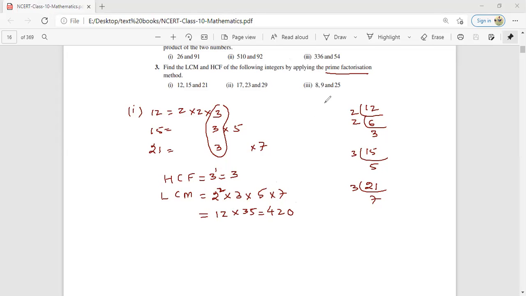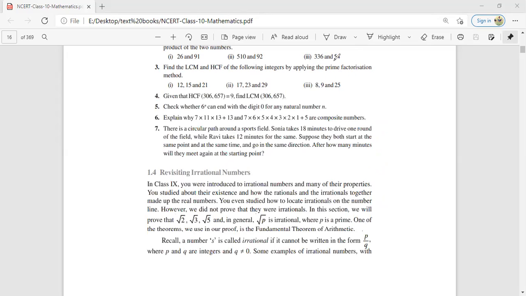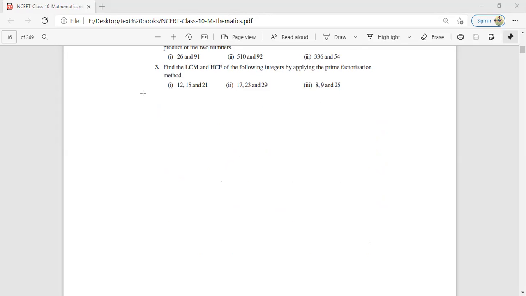Like this, we can do question number 3. Now we are taking question number 3. In question number 3, again same procedure. Find the factors of 8. Now we will write the factors in powers. So prime factors of 8 are 2 raised to power 3.